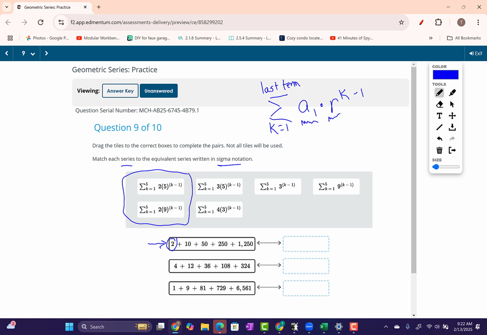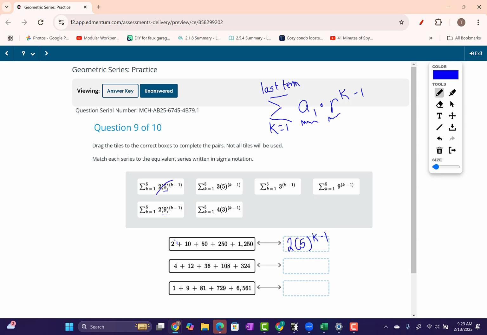The question is, do we have a common ratio of 5 or a common ratio of 9? Well, we can clearly see that if you take 2 and multiply it by 5, you get 10. If you take 10 and multiply it by 5, you get 50. 50 by 5 is 250, and so on and so forth. So our answer to this first geometric series in sigma notation is 2 times 5 raised to the k minus 1 power.